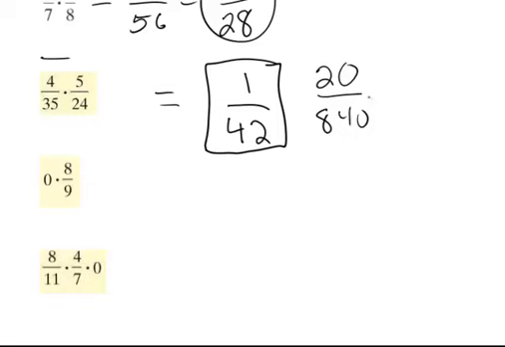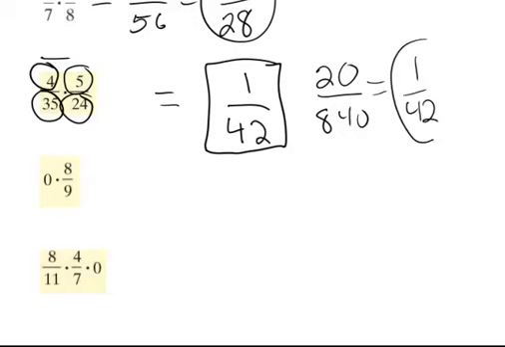And now I'm going to have to reduce that fraction. It's much simpler for me to reduce in the beginning with numbers like 4 and 24 and 5 and 35, because those numbers are much smaller. If you do reduce 20 over 840, you still end up with a 1 over 42, but I think the process in reducing this one can be a little bit more tedious.